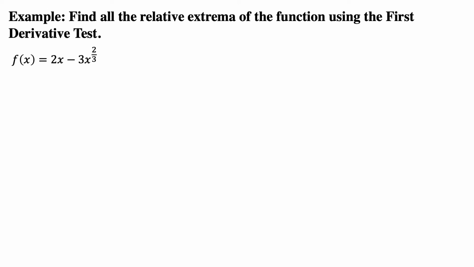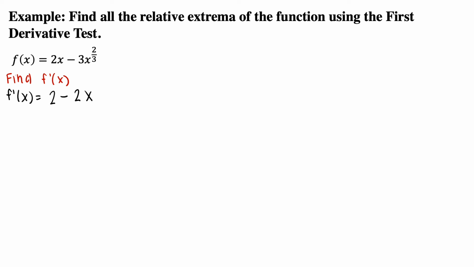Last problem of the day, let's go ahead and find all of our relative extrema for the function f of x equals 2x minus 3x to the 2/3 power. Just like we have been for the past day or two, we're going to start by finding our derivative f prime of x. Using our power rule, the derivative of 2x is just 2 minus the derivative of 3x to the 2/3, bringing that 2/3 in front, 3's cancel, we're left with 2.